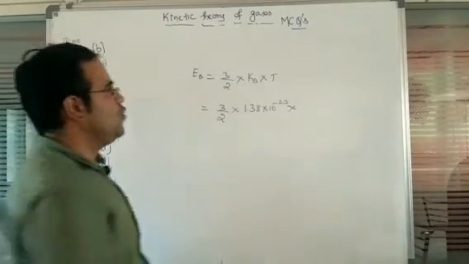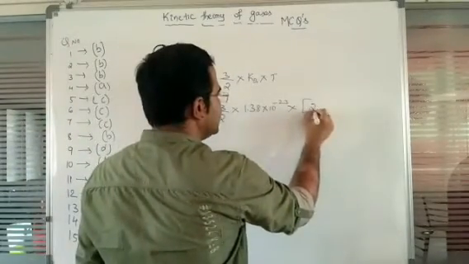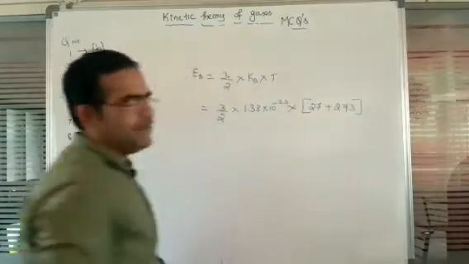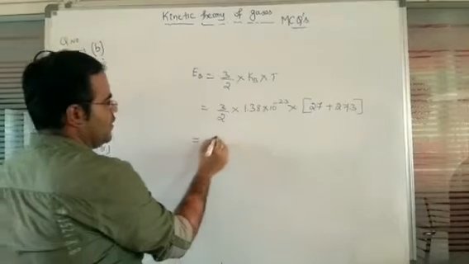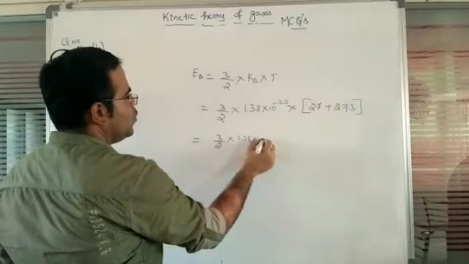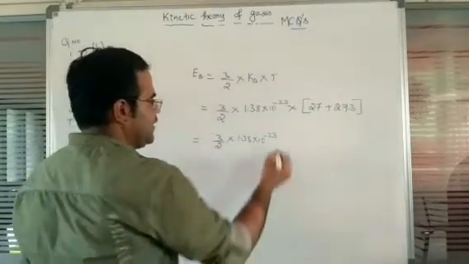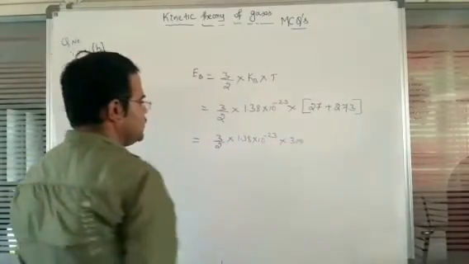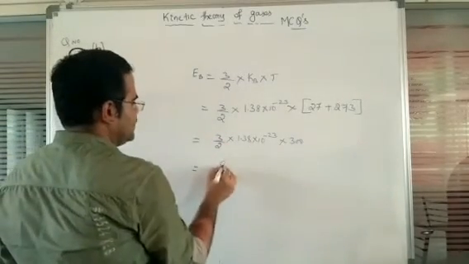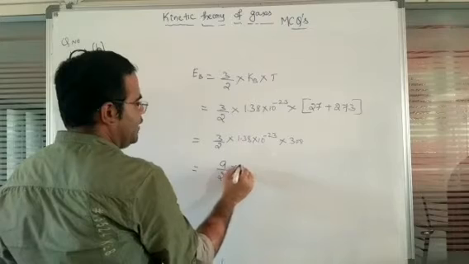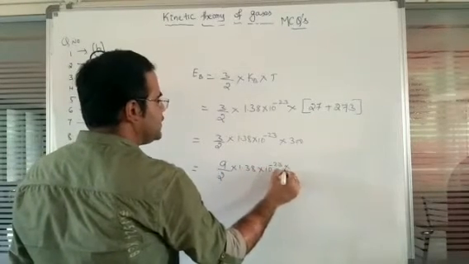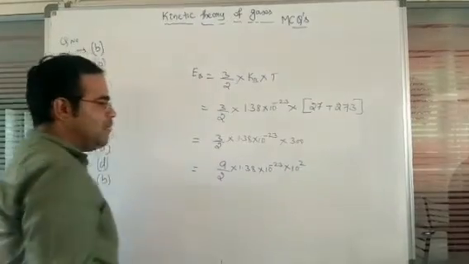So the temperature was given as 27 degrees Celsius, so 27 plus what can we write here? 273. Again, in simplified form, 3 by 2 into 1.38 into 10 to the power of minus 23 into 300. So these are the values. In that one, again we can write 3 into 3. So this will be 9 by 2 into 1.38 into 10 to the power of minus 23 into 10 to the power of plus 2.